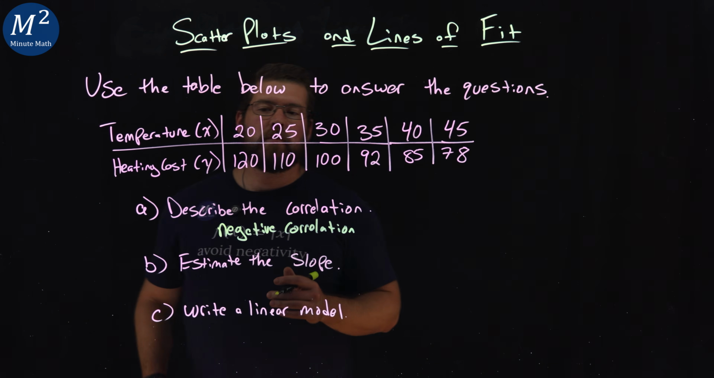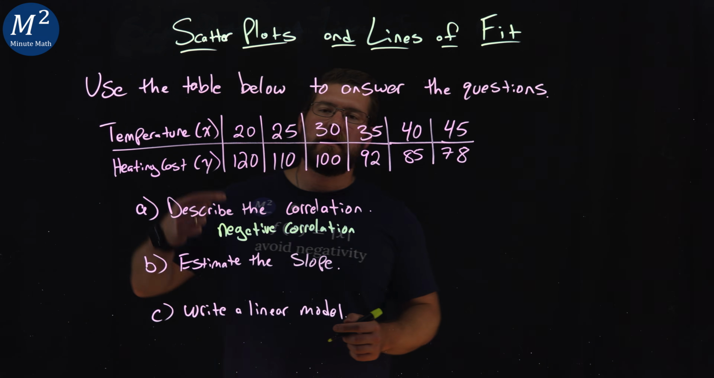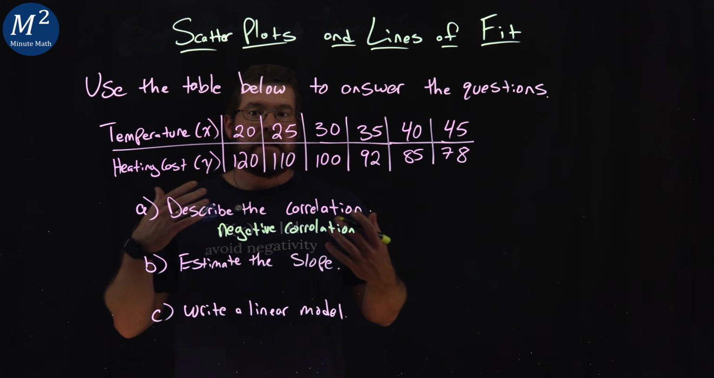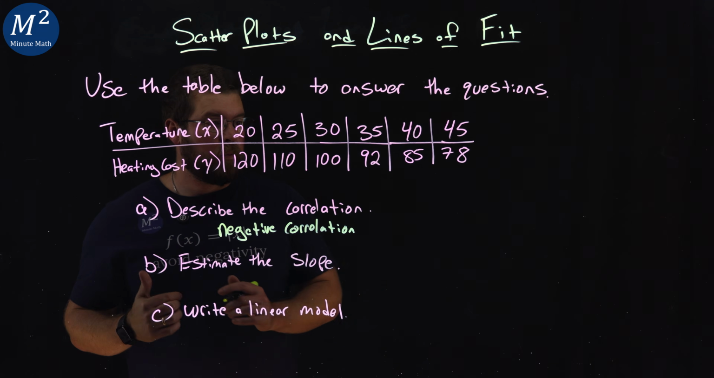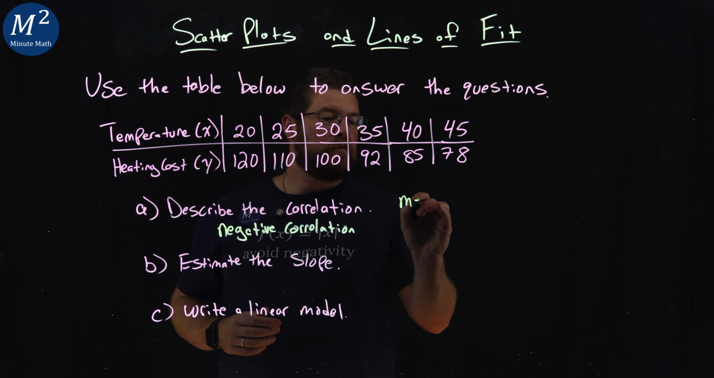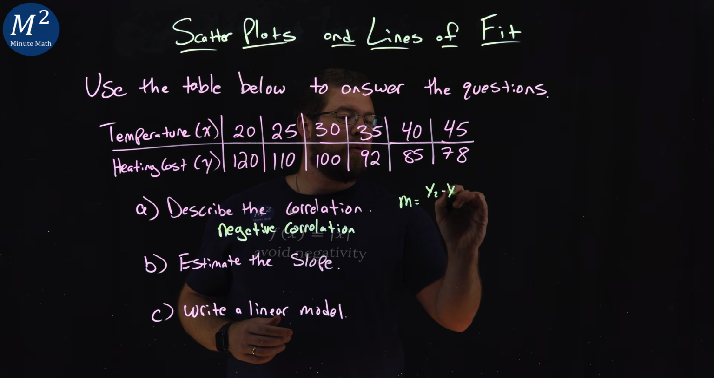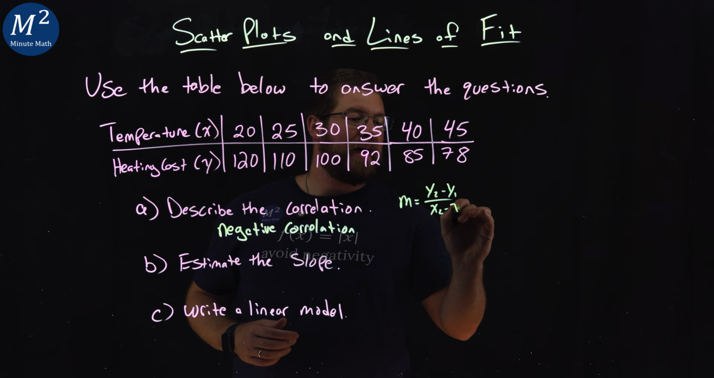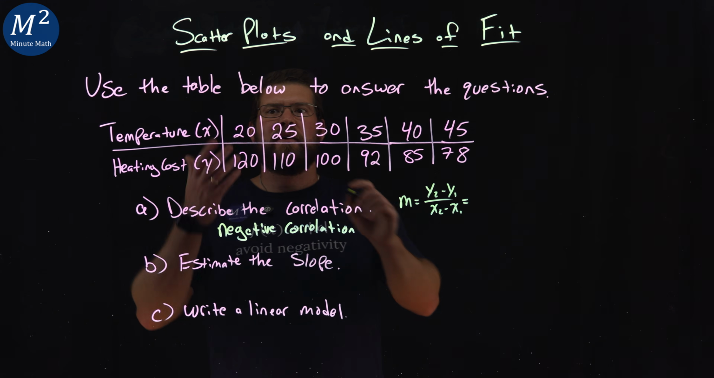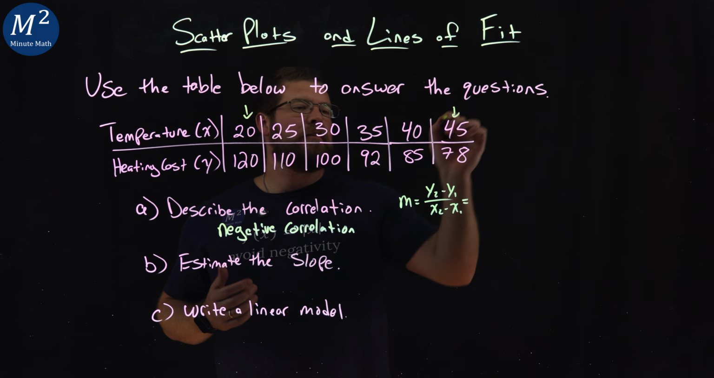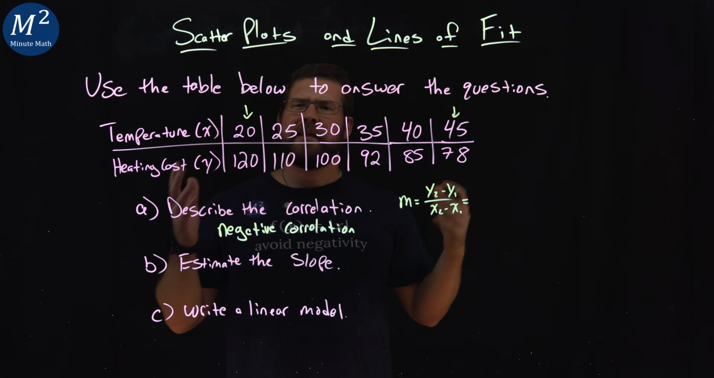So we have a negative correlation. Temperature increases, heating cost decreases. Let's estimate now the slope. To do that here, I'm going to use my y2 minus y1 over x2 minus x1. And let's use the first and last point here. So we're going to pick the first and the last point here.